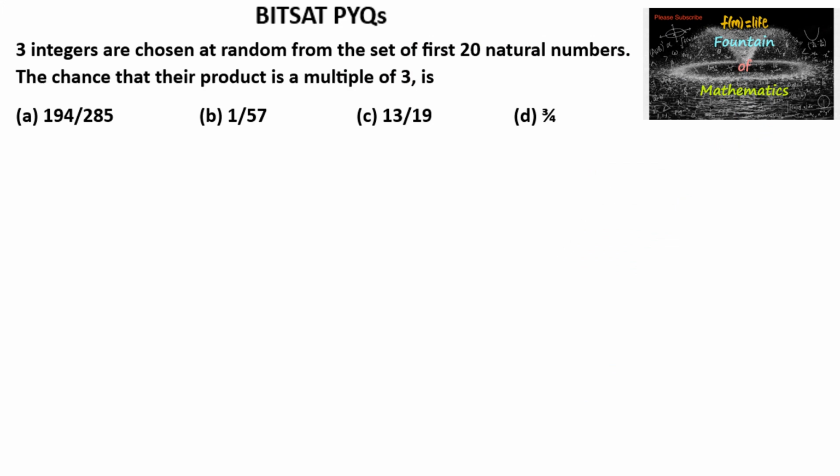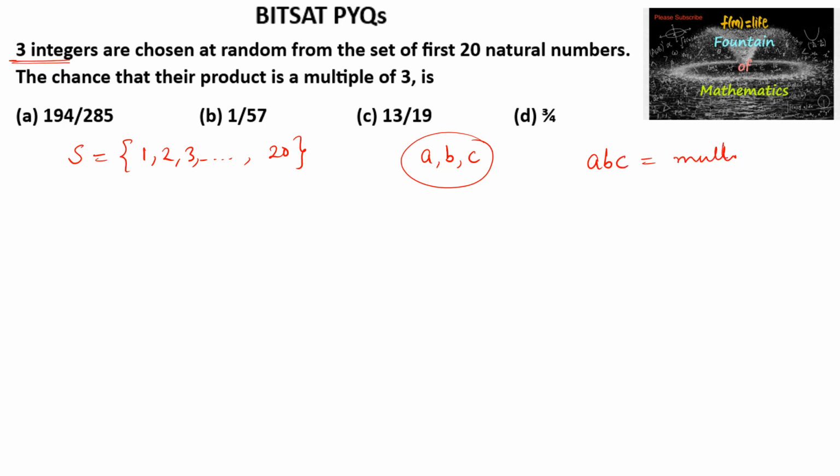Three integers are chosen at random from the set of first 20 natural numbers. Let us take S is equal to 1, 2, 3 and so on up to 20. From 20 natural numbers, we need to select three integers. Let the three integers be a, b, c, so that their product is a multiple of 3. So a into b into c must be a multiple of 3.